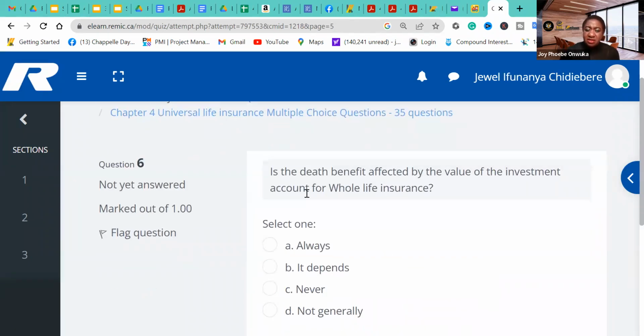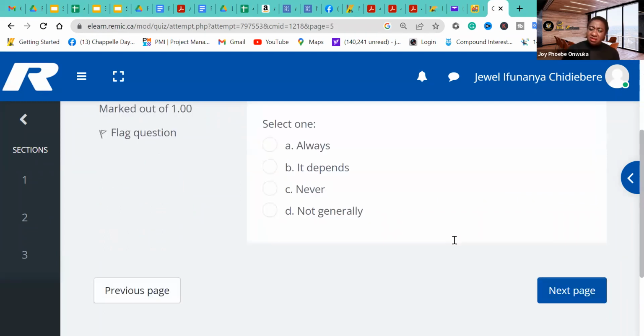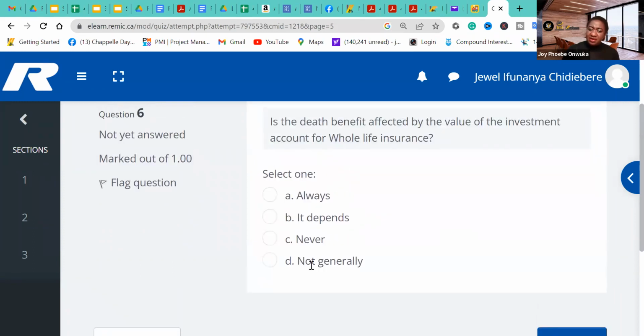Question number 6. Is the death benefit affected by the value of the investment account for whole life insurance? Always, it depends, never, not generally.